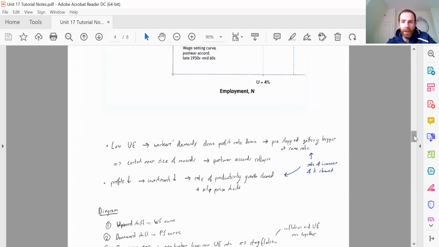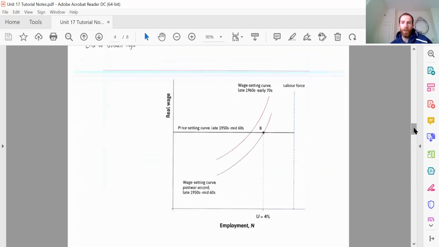And what does that do in terms of the labor market? Well, let's go up and think about what's going to happen. So first thing is, we have what I mentioned before: increased demands from workers. The wage setting curve has shifted upwards, right? From the late 50s to mid 60s into the late 60s and early 70s, the wage setting curve shifted upwards. Now, let's ignore the slowing productivity growth for a second, because productivity growth would mean the price setting curve shifting upwards, but let's imagine that there's none.